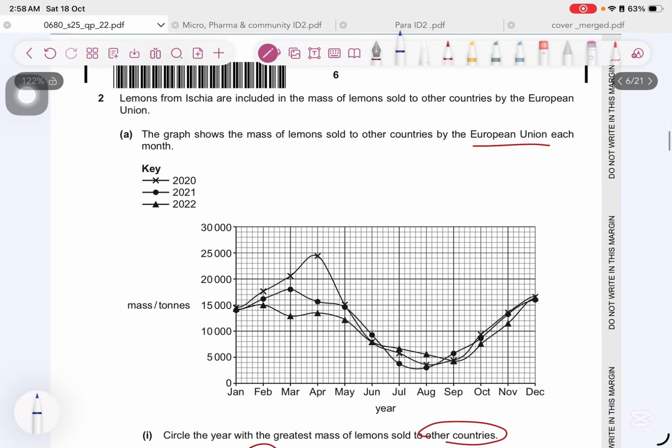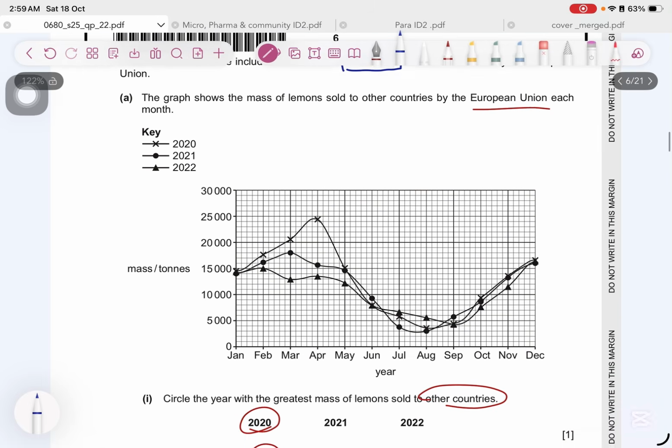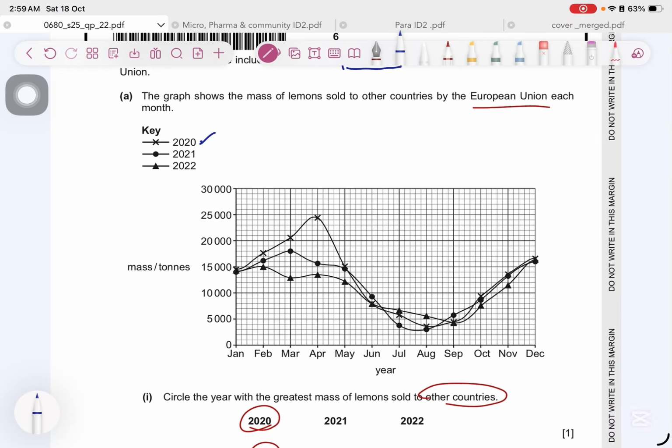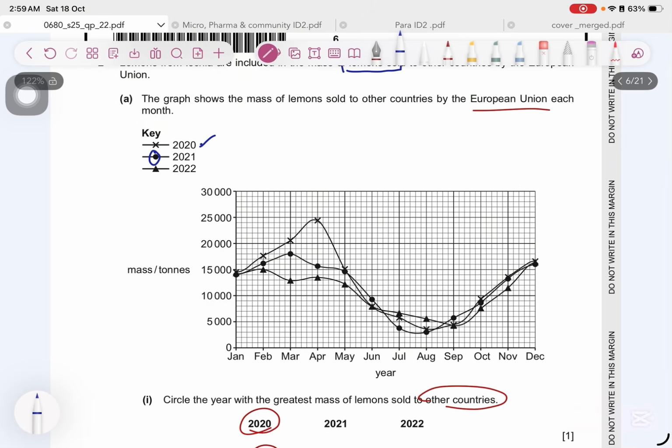Next question. It talks about lemons. So lemons from Ischia are included in the mass of lemons sold to other countries by the European Union. If you remember in the question, they told you they sell citrus fruits. Okay, lemon is citrus. The graph shows the mass of lemons sold to other countries by the European Union each month. The crosses show 2020, the circle is 21, and the triangle is 22.